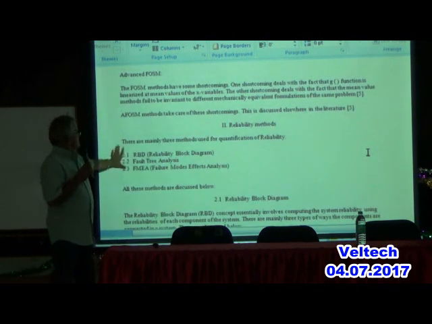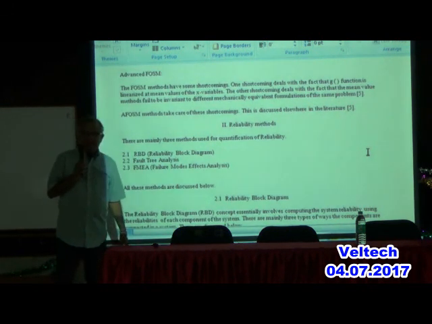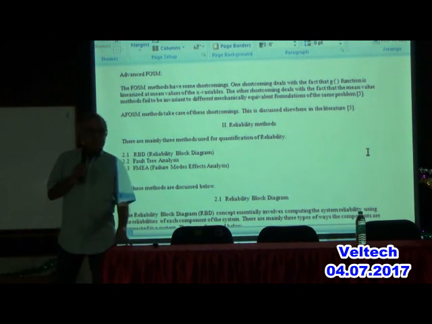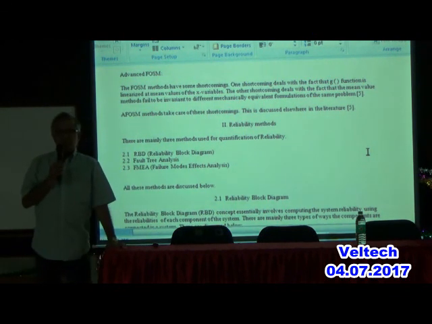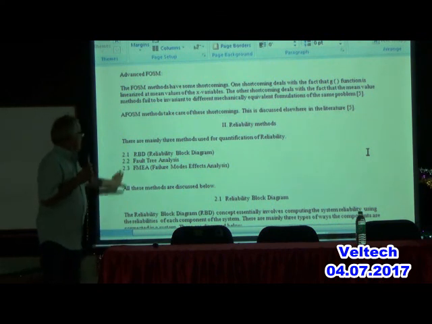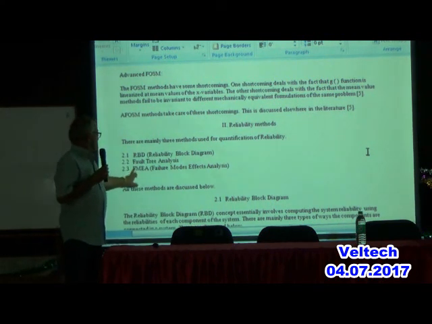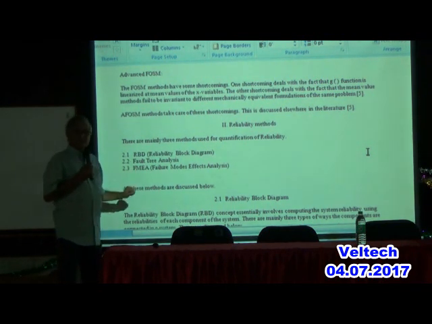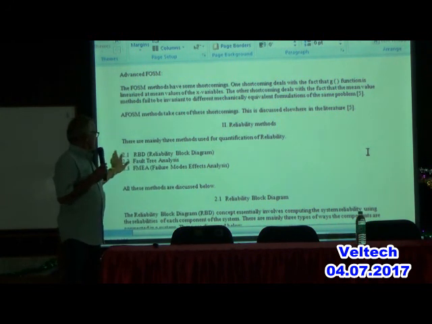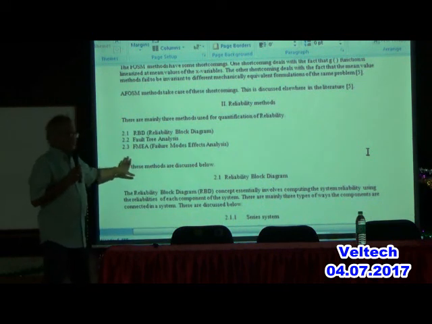So now, what is this I'm talking about? In reliability analysis, there are three methods that are typically used. One is called the reliability block diagram, the other is called quantity analysis, and the third is failure modes analysis. Let's talk about this interesting one. Quickly, I'll talk as much as I can on this one.